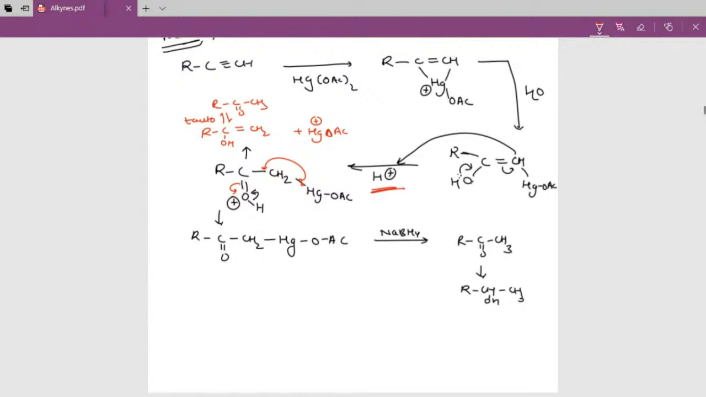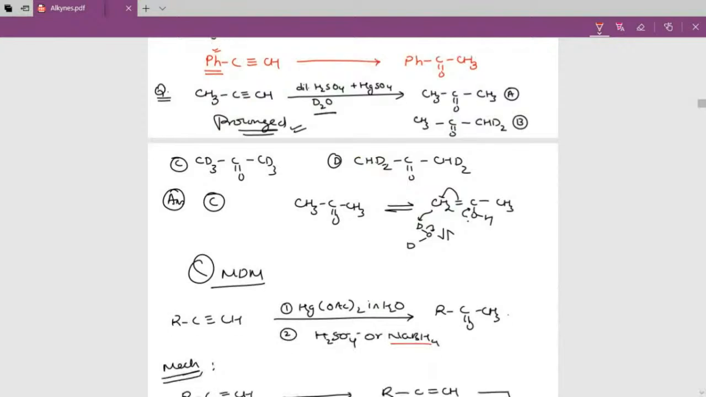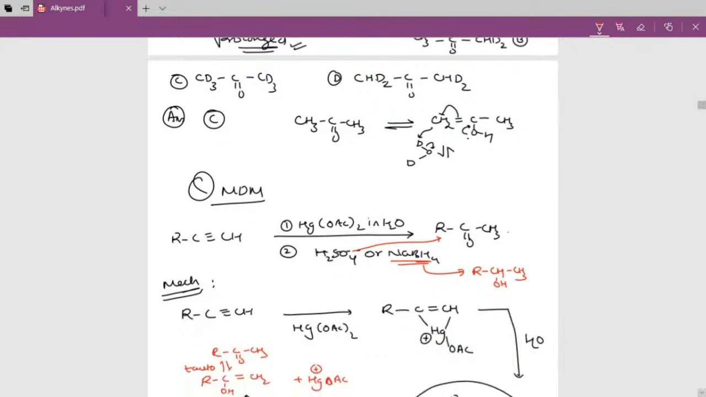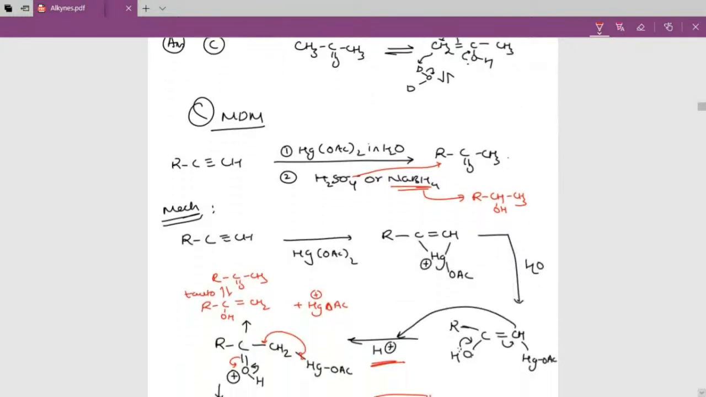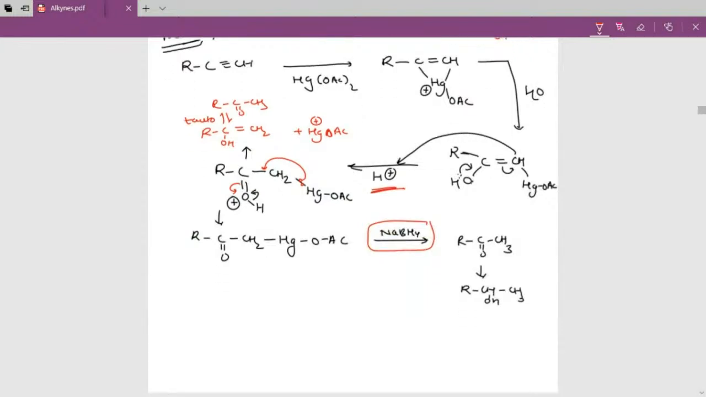If I would have taken, just in case, if you take NaBH4, I should take care here also. If you take NaBH4, then the answer is RCHOH-CH3. If you take H2SO4, then the answer is a ketone in OMDM of alkynes. Is that absolutely clear? If they give NaBH4, then the answers will be alcohols. Is that absolutely clear? This is a relatively new concept for most of you, so please pay attention.